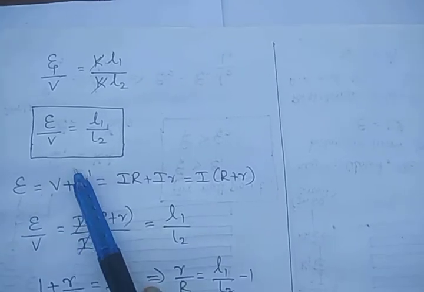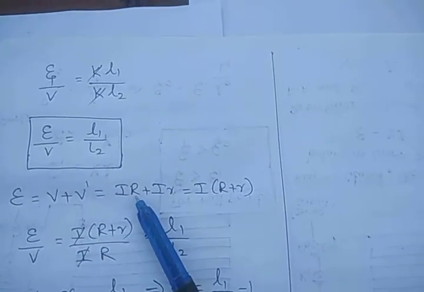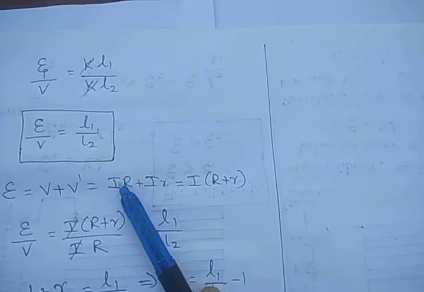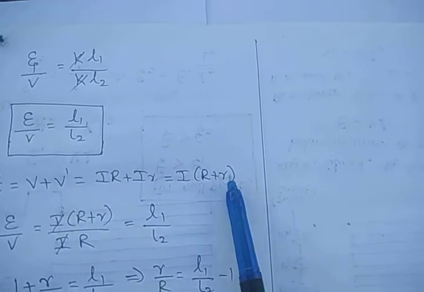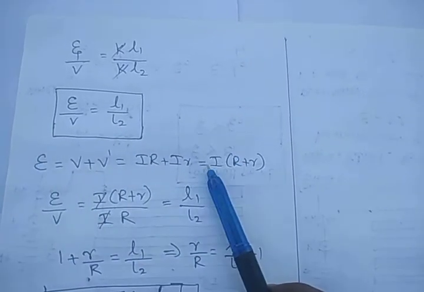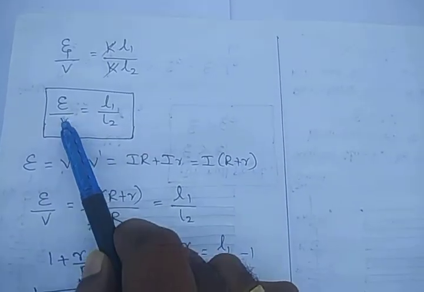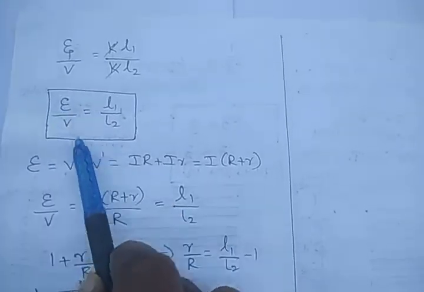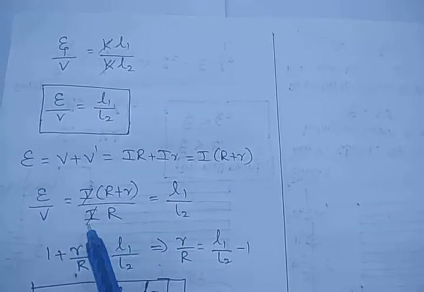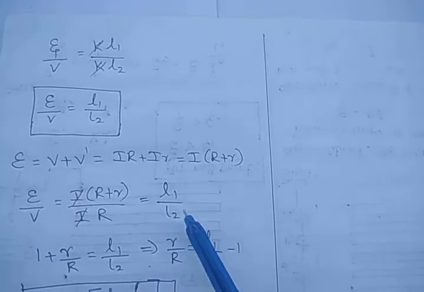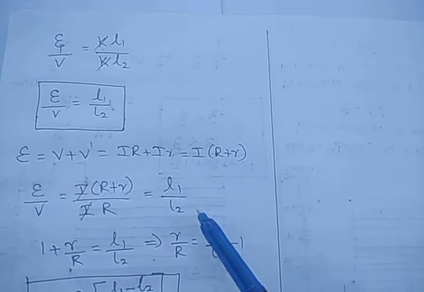The EMF of the cell is equal to the external circuit voltage plus the internal voltage, that is I into R, where capital R is the resistance given in the resistance box, plus I into small r, where small r is the internal resistance of the cell. Taking I commonly outside, I into R plus r. So E by V is equal to, instead of E we substitute I into R plus r, and instead of V, applying Ohm's law, I into R. I gets cancelled. So E by V is equal to L1 by L2.